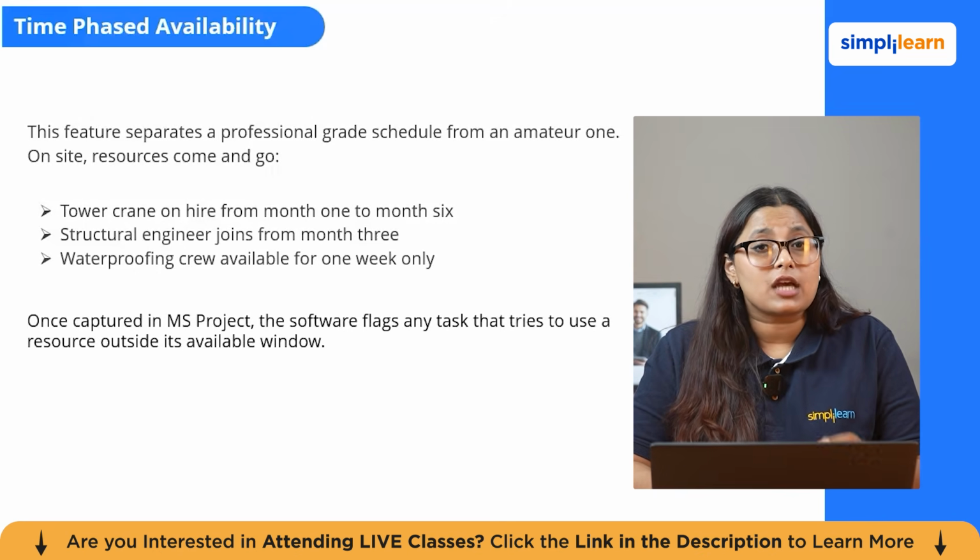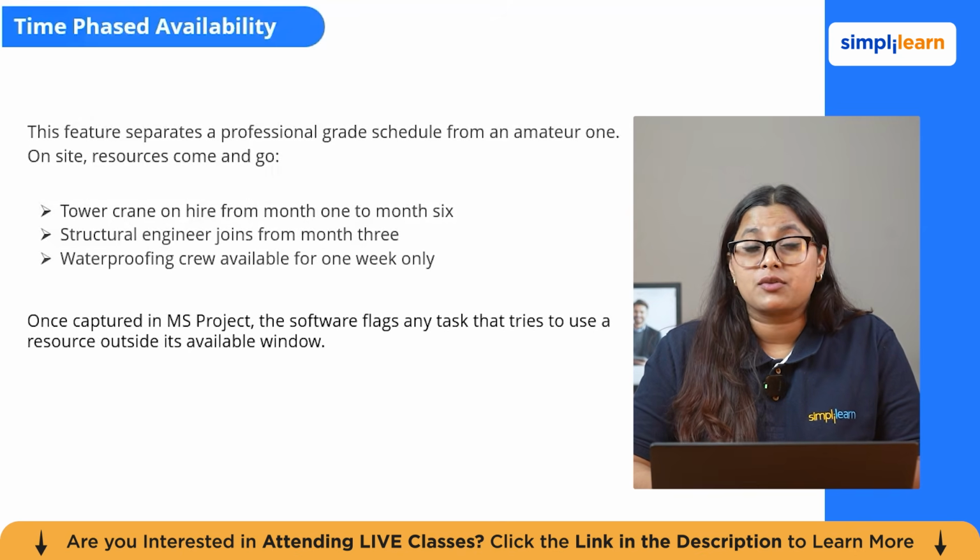On site, resources come and go. The tower crane is on hire from month 1 to month 6. The second structural engineer joins from month 3. The specialist waterproofing crew is available from month 1. All of this can be captured in the MS Project resource availability settings.